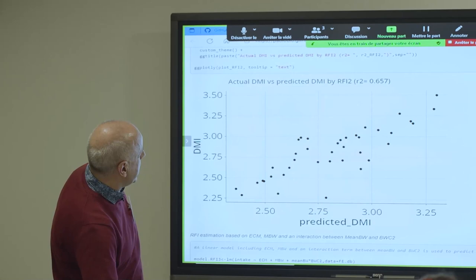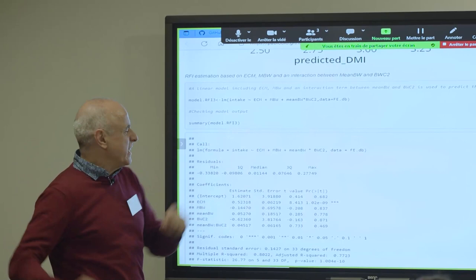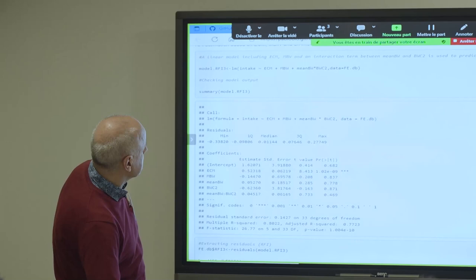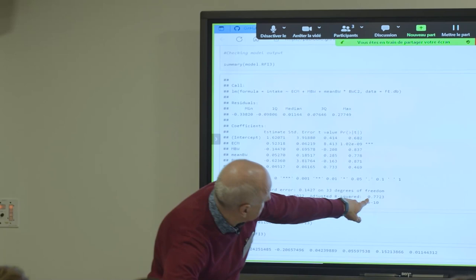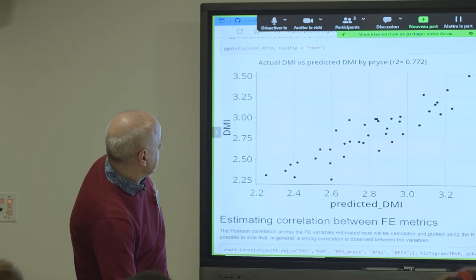And finally, the third one, using an interaction between mean body weight and body weight change during the period in the model. It's really similar to the RFI one, as you will see. And in this case, we have R square of 77, a little bit lower, but not significantly lower. And this is the regression that we have of the model.